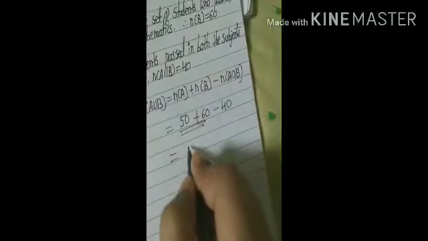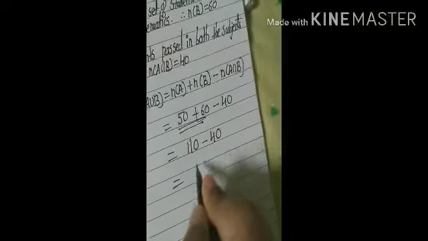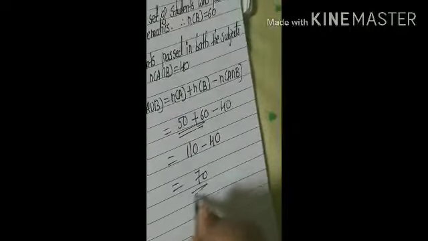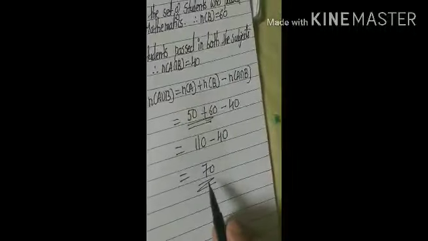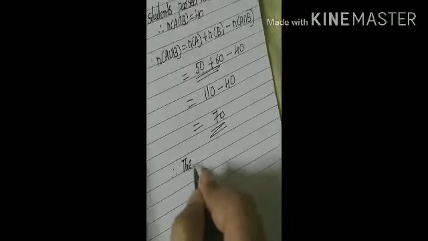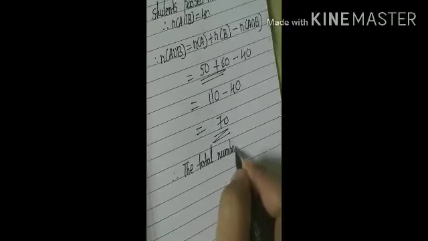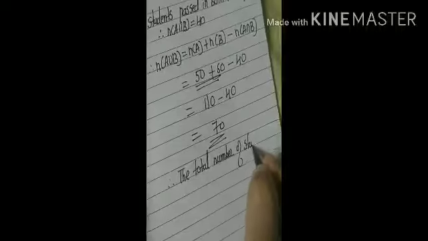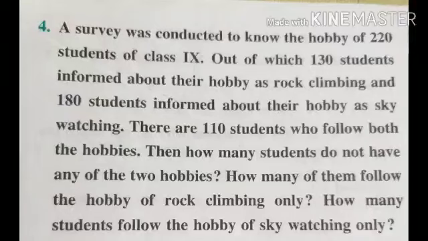Now children, add these two. 50 plus 60, you get 110, minus 40. Now subtract the 40, you get 70. Total, how many students are there? 70 students. Therefore, the total number of students is 70.